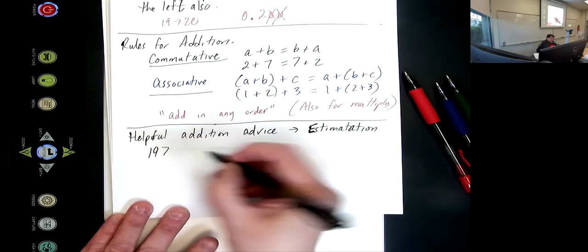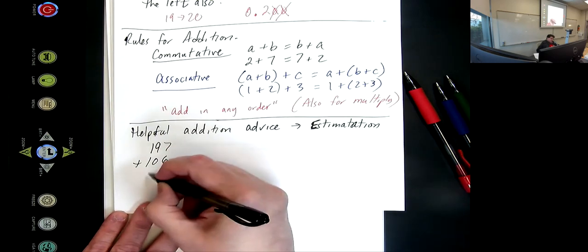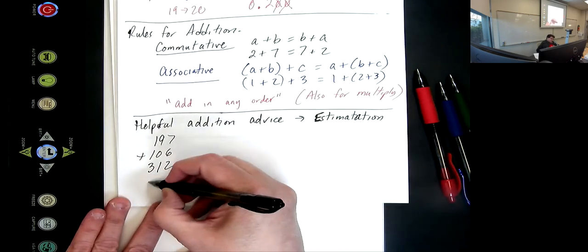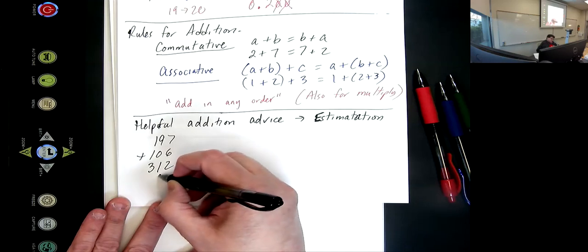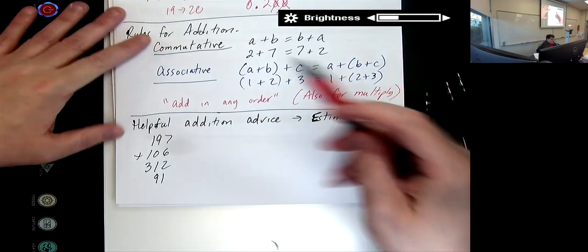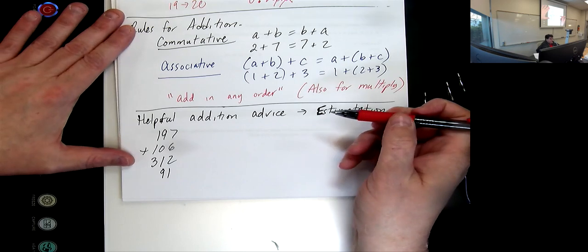All right, so what do I mean by this? Let's say I'm adding 197 plus 106, and I got 312, and I got, I don't know, 91. At least 10. There's a couple ways you can go about it. One way is to just switch to hundreds. Most of these are in hundreds. Round to the nearest 100.